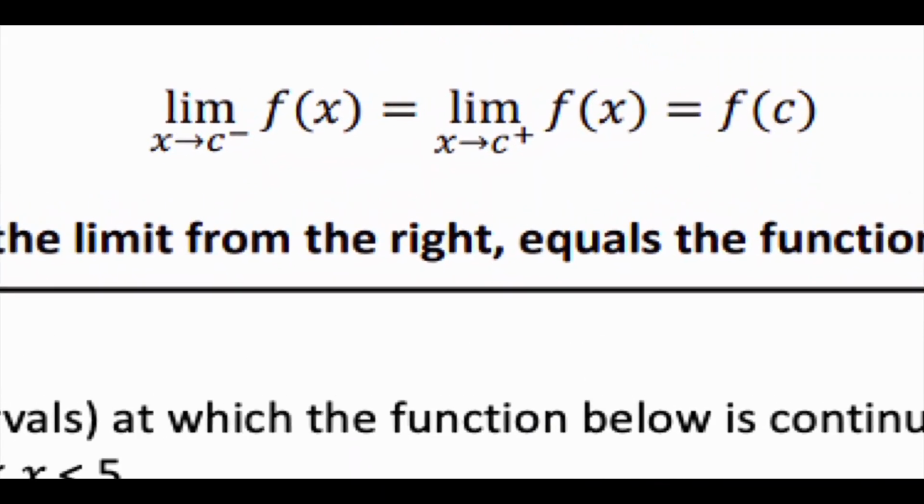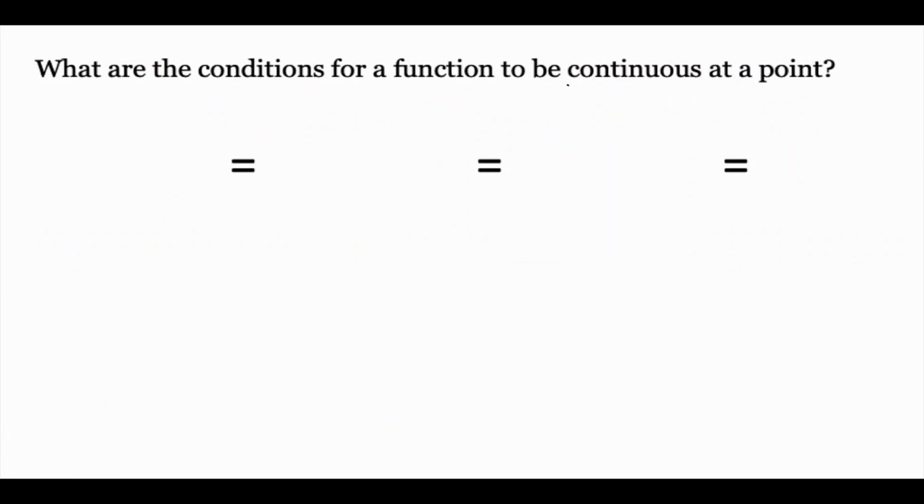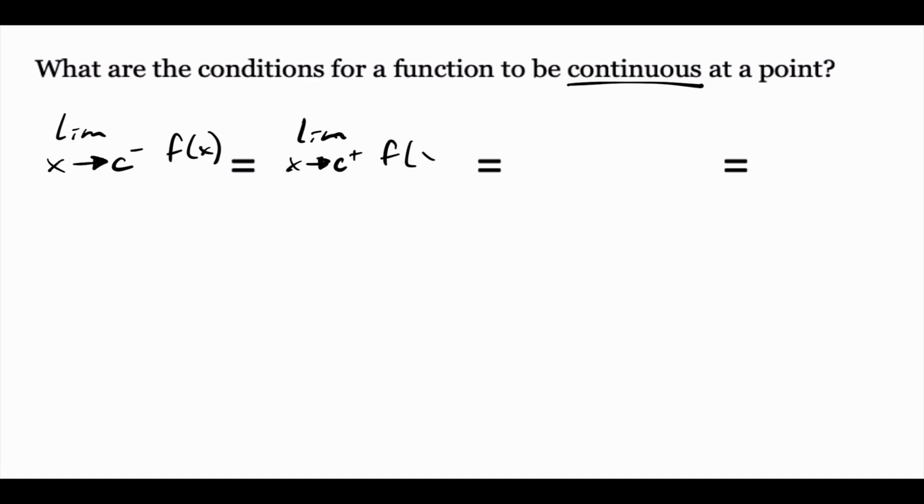The limit as x approaches a point from the left has to be equal to the limit as x approaches a point from the right. Okay, so let me write this down. So for it to be continuous, the limit as x approaches a point, we'll say for f of x, from the left has to be equal to the limit as x approaches a point from the right. If those two are equal, that means it has an overall limit at that point.